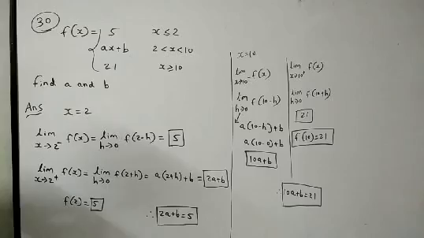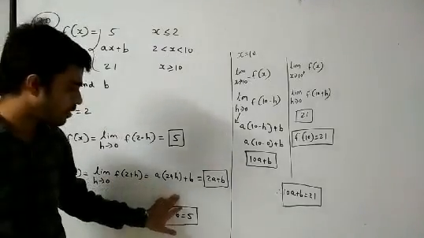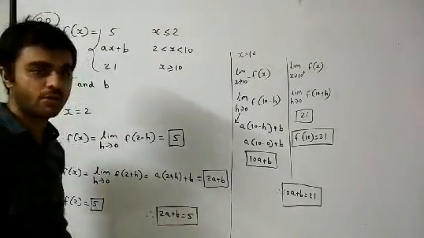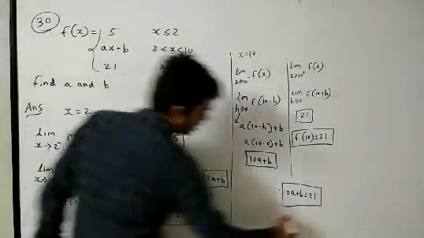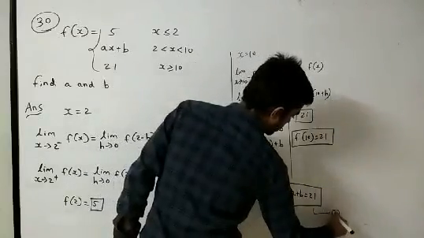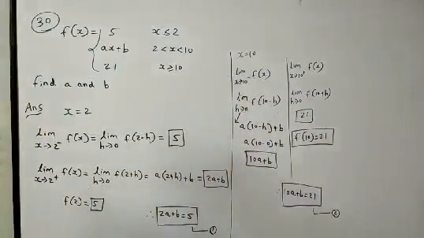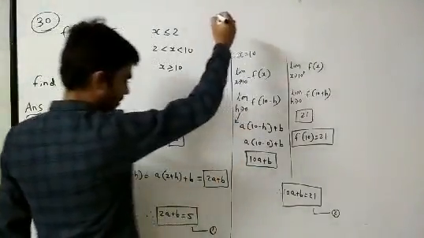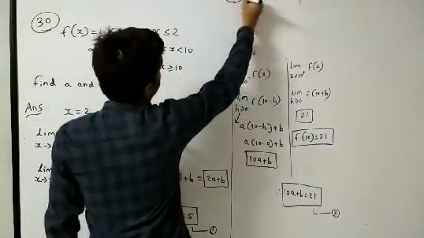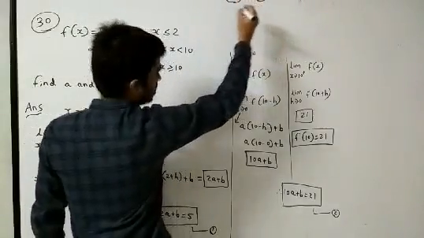Now what to do? 2a plus b equal to 5, and 10a plus b equal to 21. Consider this as equation 1 and this as equation 2. Now what I am doing? Equation 2 minus equation 1.